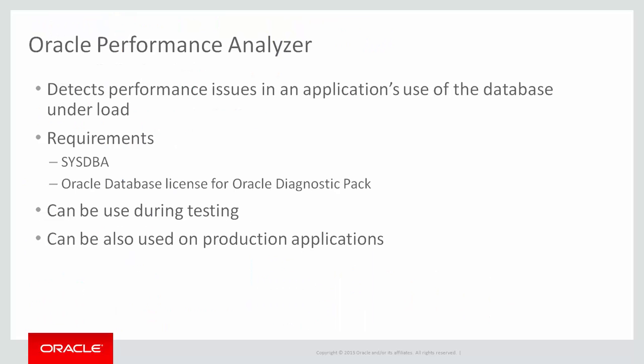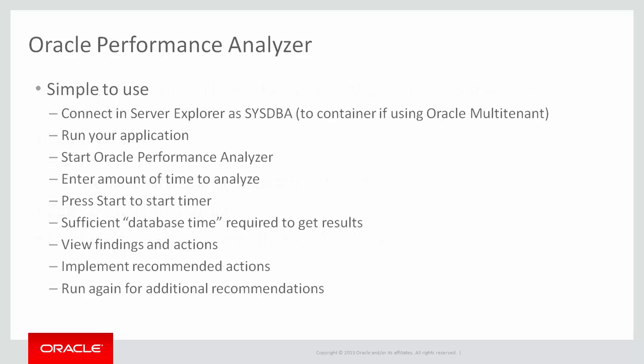Now, another feature of the Oracle Developer Tools for Visual Studio is the Oracle Performance Analyzer. This is a tool in Visual Studio that lets you detect performance issues in your application's use of the database while it's under load. You will need to have sysdba privileges to do this, and you'll also need the Oracle Database license for the Oracle Diagnostic Pack. You can use this when you're testing your application, but you can also use it to find performance problems with a production instance.